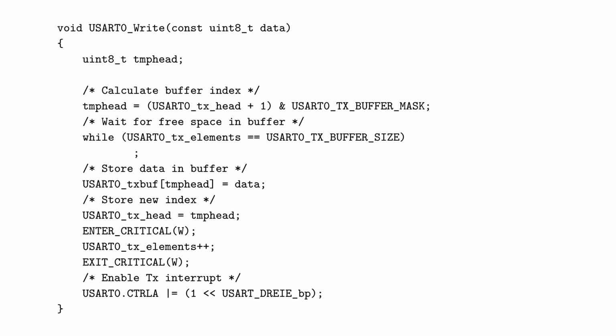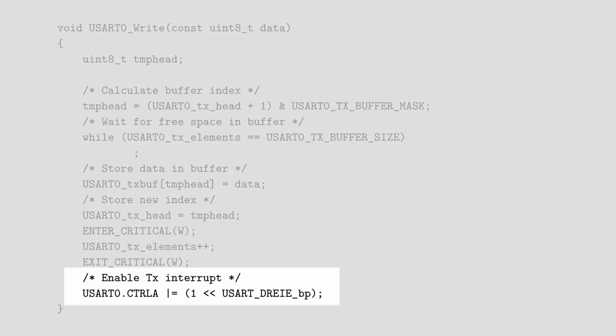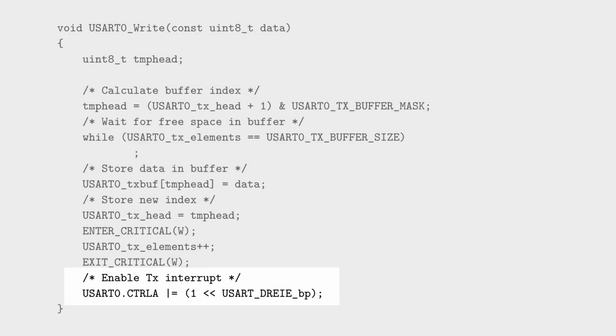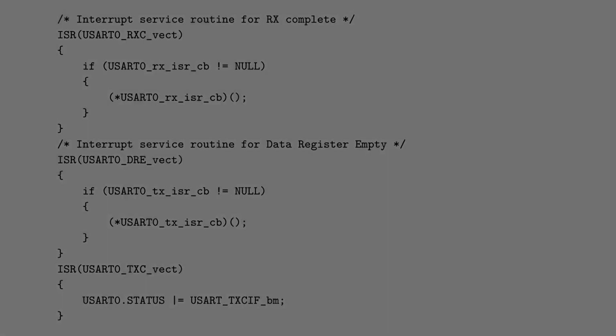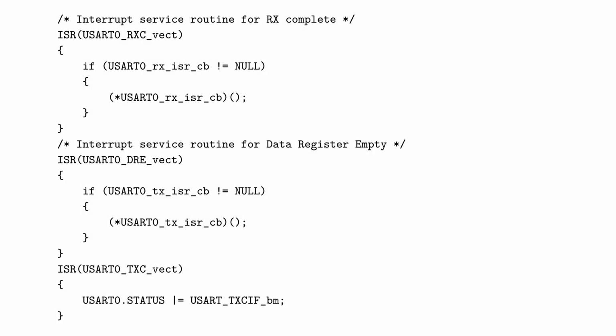There's not really anything in the read code, it just deals with the read circular buffer. But the write routine does have something I need, this line here. So when there is data to send, this will enable the data register empty interrupt and allow the transmissions to begin. There are 3 interrupt vectors for the USART.